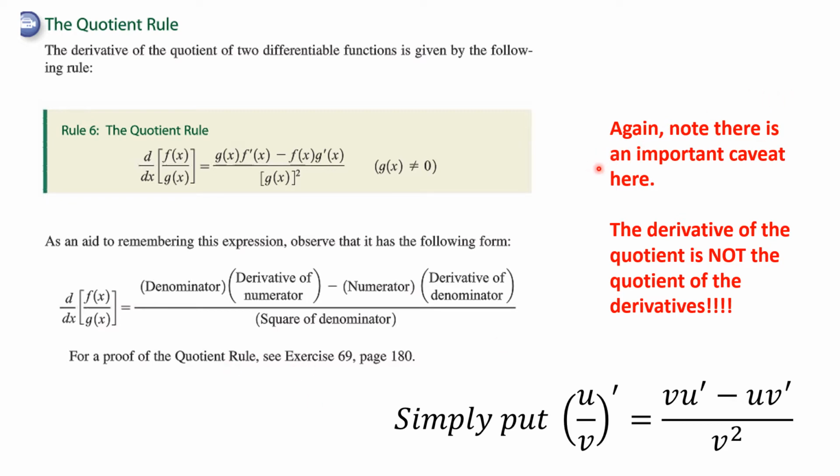Again, note there's an important caveat. The derivative of the quotient is not the quotient of derivatives. Simply put, u over v whole prime is v u prime minus u v prime, all divided by v squared.